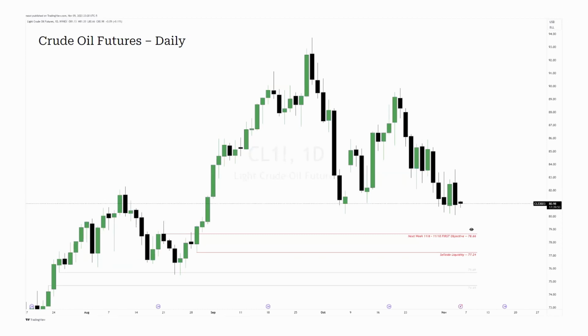Yeah, so crude oil, not much movement in the open. I did want to see how this market opened from Friday to Sunday. It was very smooth, no gap, which is cool. I did switch up a little bit of things on the chart here. I still want 78.66 to be an objective for next week, and I added a sell side liquidity target of 77.24. If we trade quickly into here, this could be an objective.